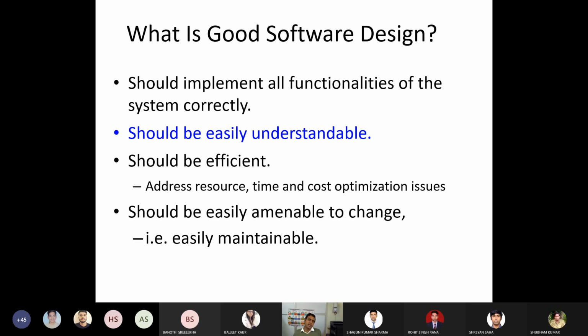It should be easily amenable to change. That means a good software design should be maintainable. Whatever design you have today should be very adaptable for making changes in the design. If the design you come up with today doesn't allow you to make changes at a later point of time, then probably it is not a good design.